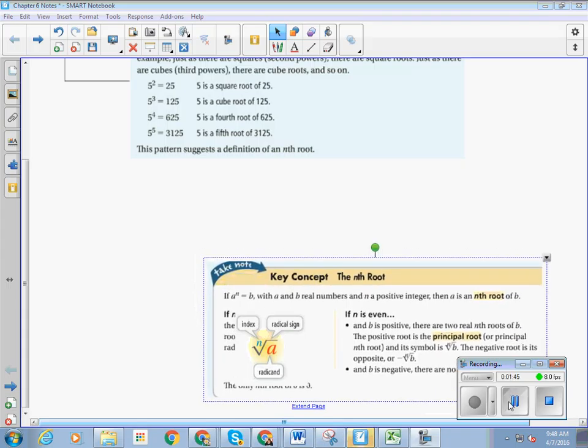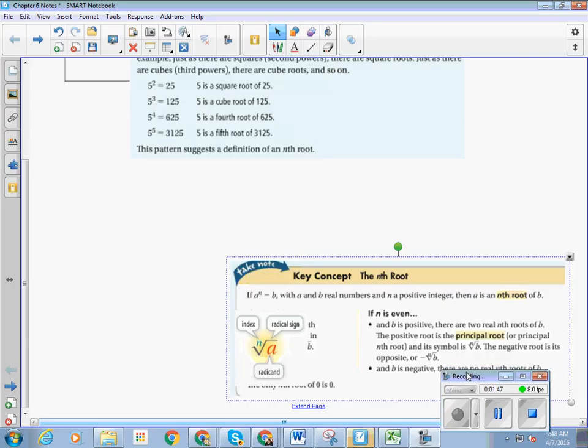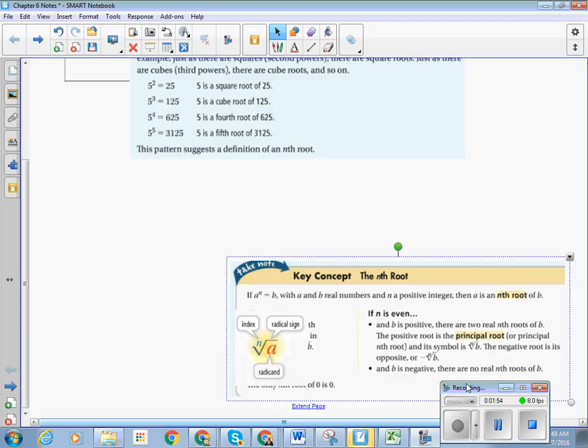The negative root is its opposite. So if I'm asking for the negative root, you just put a little minus sign. That's easy peasy.